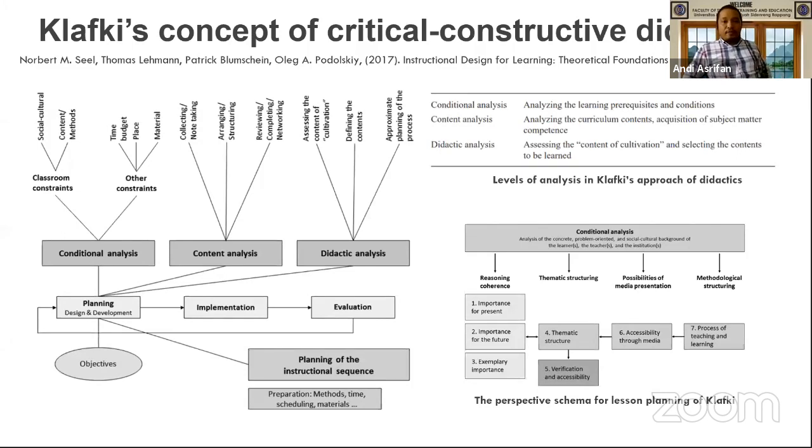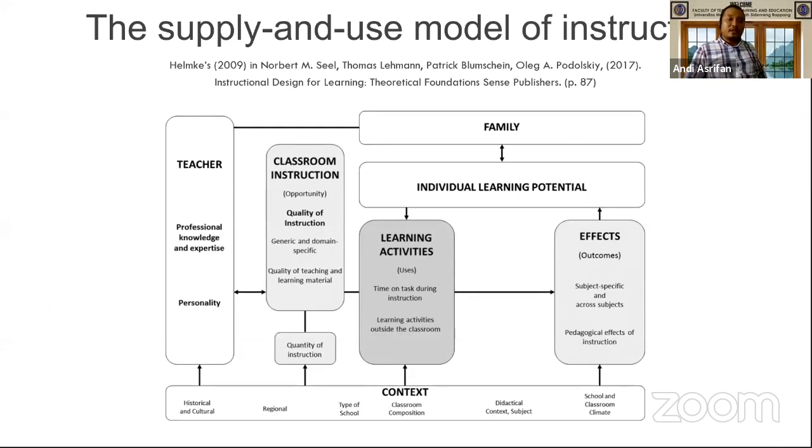Here, the class consists of critical, constructive, and deductive levels. And then the next model here is the supply and use model of instruction. This model is very unique because we touch not only the teacher, the situation of the classroom, and the learner, but also the family, and how the family affects the individual learning potential. So this is very informative, I think, and can be applied by researchers who want to do research and development.